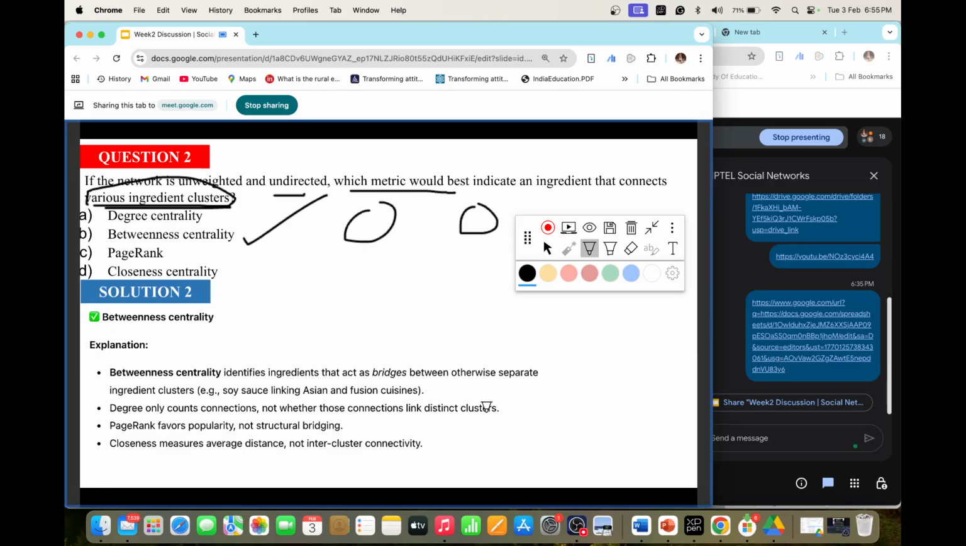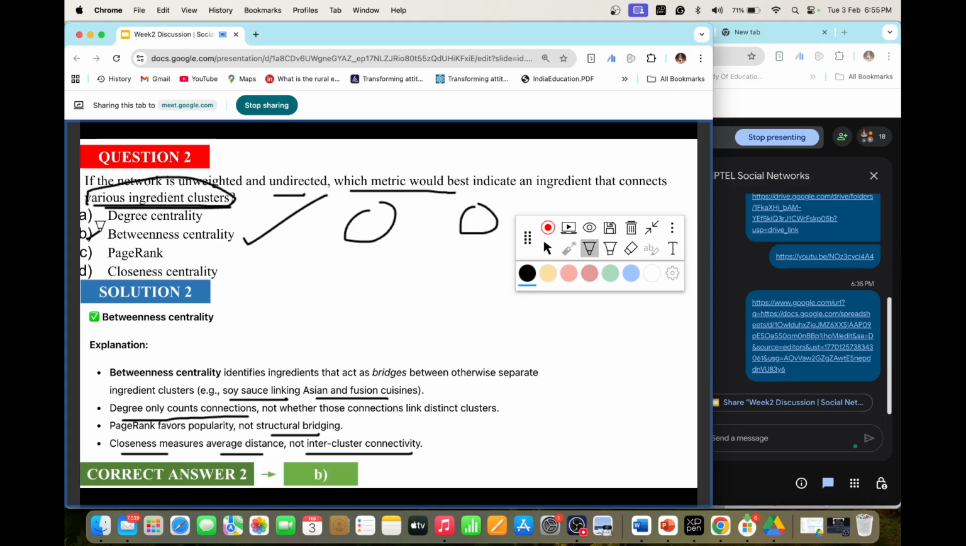Betweenness centrality identifies the ingredient that acts as a bridge between other separate ingredients. Example, soy sauce linking Asian and other cuisines. Degree only counts connections, not whether those connections link distant clusters. Page rank favors popularity, not structural bridging, and closeness measures average distance, not inter-cluster connectivity. Okay, so option B is the correct answer.